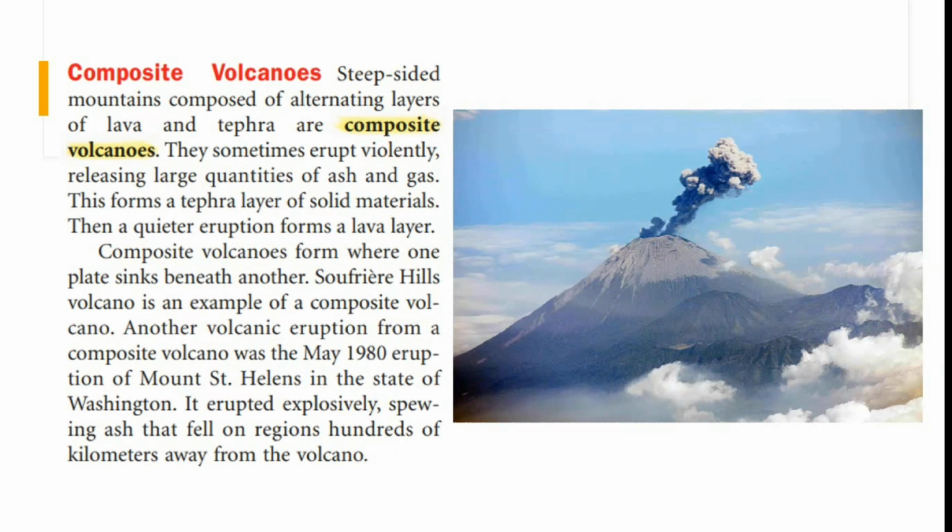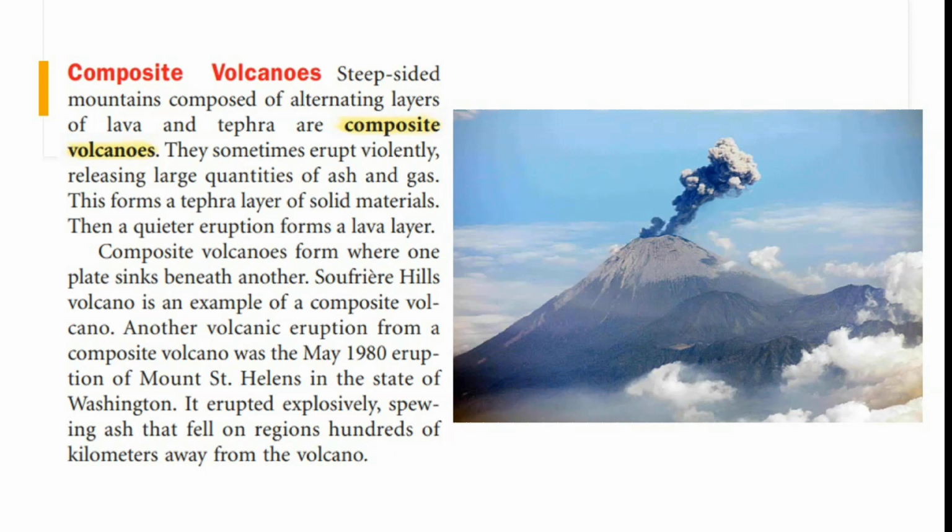Composite volcanoes. Steep-sided mountains composed of alternating layers of lava and tephra are composite volcanoes. They sometimes erupt violently, releasing large quantities of ash and gas. This forms a tephra layer of solid material. Then a quieter eruption forms a lava layer. Composite volcanoes form where one plate sinks beneath another. Soufriere Hills volcano is an example of a composite volcano.